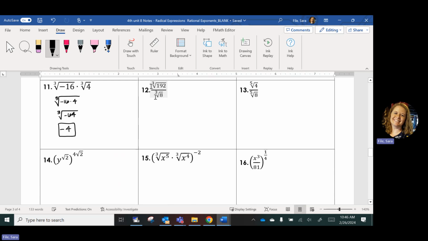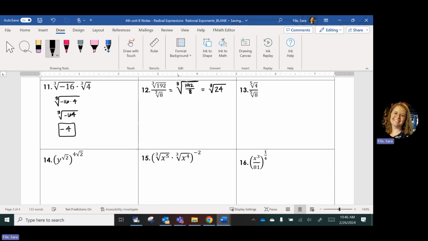All right, on number 12, similar concept. We've got the same radical index, so a cube root over a cube root. So we can combine these into a single cube root. So that's going to be 192 over 8, and we can go ahead and do that division first, because 192 divided by 8 does divide evenly. It's 24. You can do that scratch work to the side if you need to. So we've got the cube root of 24.